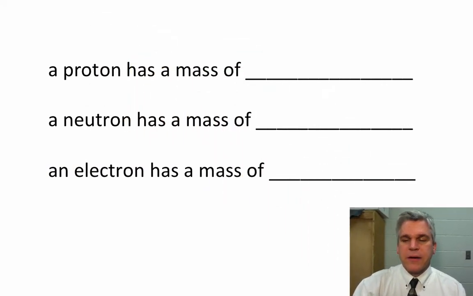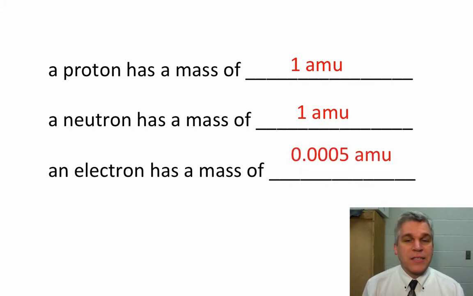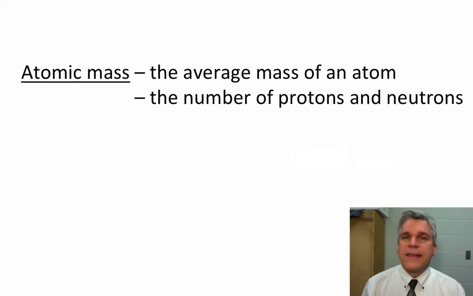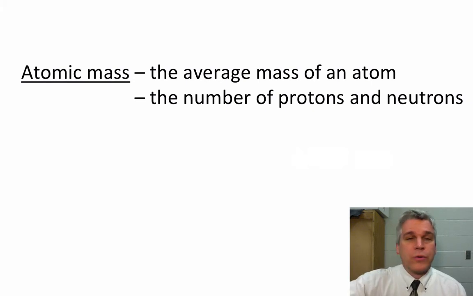So let's just make sure we have this down. A proton has a mass of 1 AMU, a neutron has a mass of 1 AMU, and an electron has a mass of 0.005 AMUs. These are very small, to the point where we're not even going to consider them as part of the mass of an atom because it is so small. When we look at the atomic mass, we know that it is an average mass of an atom. So for instance, boron was 10.8. Well, if it really tells us how many protons and neutrons there are, how can we get 0.8?